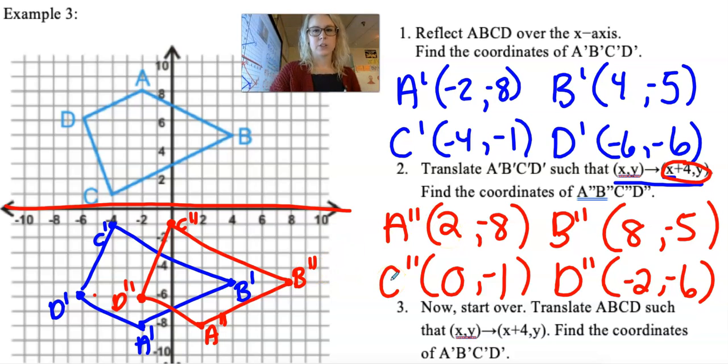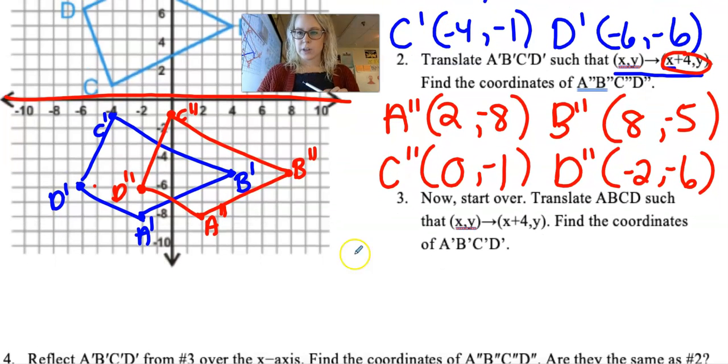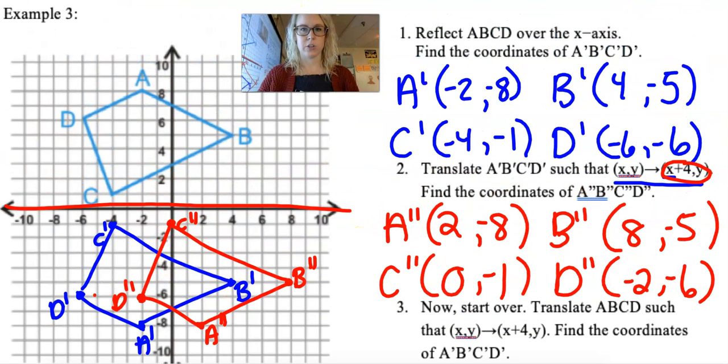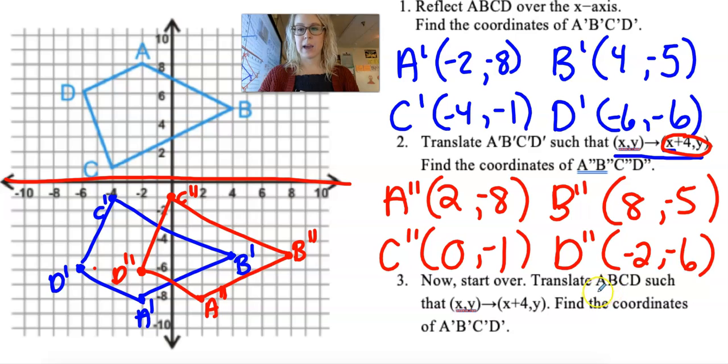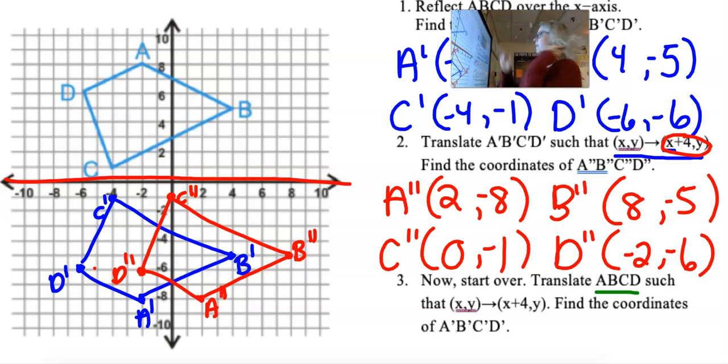All right. So now I'm going to completely start over. So maybe you might want to get a different color pen or something like that. So we're going to start over. We're going to do it in reverse. We're going to translate it first this time. So I'm going to move the entire shape to the right 4. So I'm going to do that in green. I'm going back to my original shape, A, B, C, D, which is this original one up here. So everything goes to the right 4.